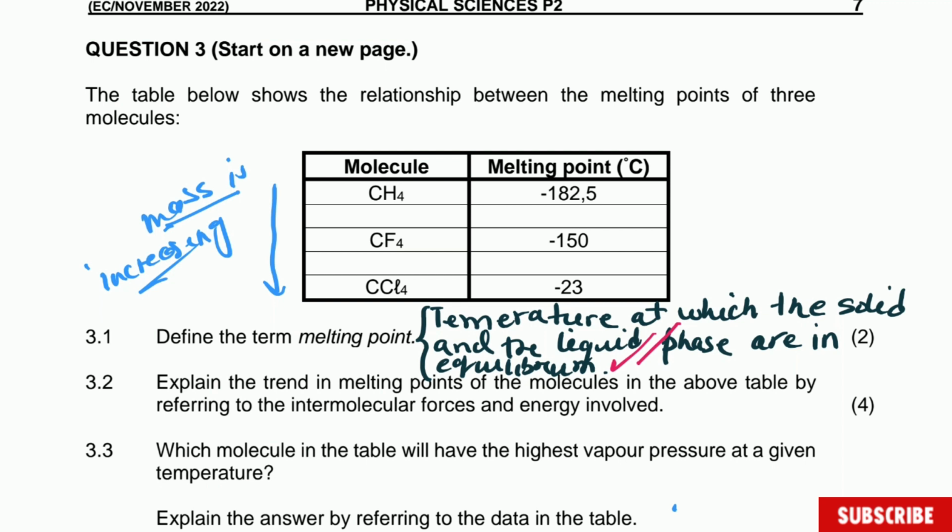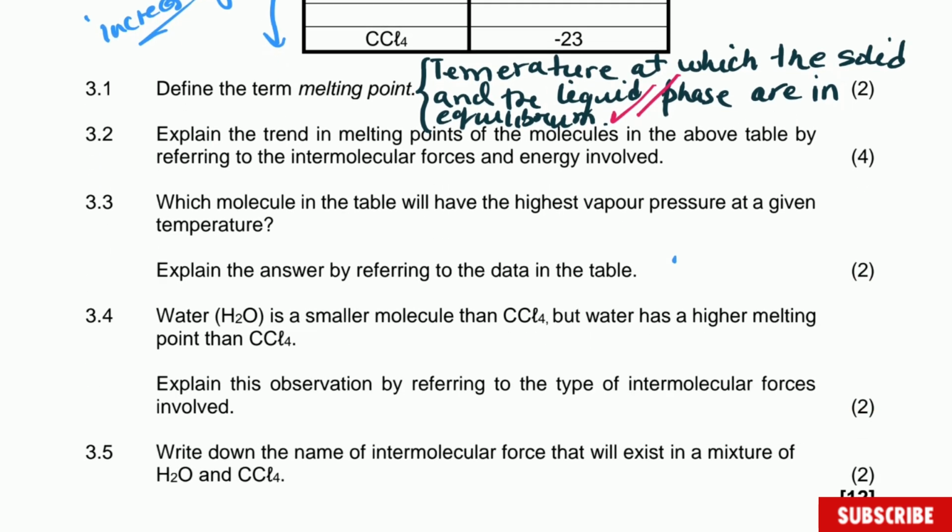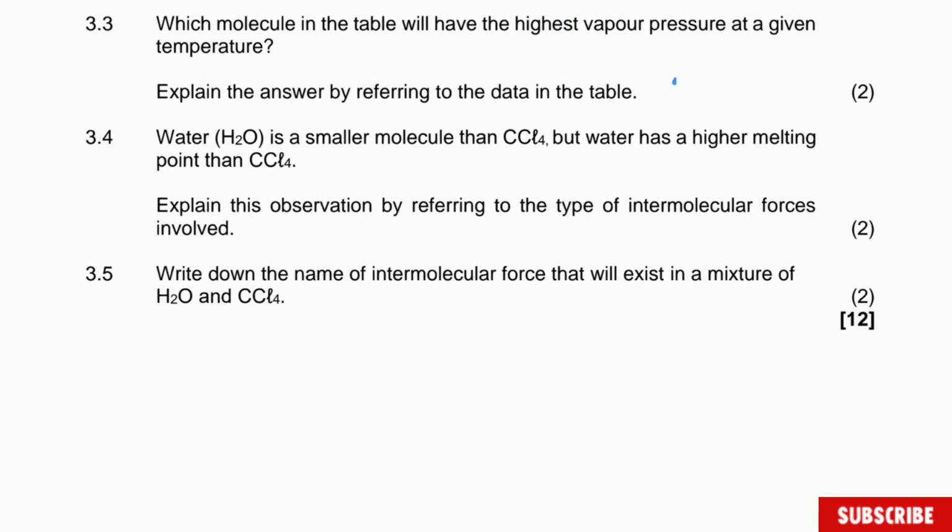Now, the next question. Explain the trend in melting point of the molecules in the above table by referring to the intermolecular forces and the energy involved. Very important question, and the way of explaining here is exactly the same as you would have to do in grade 12. So that is important to note here. So let's answer that question.